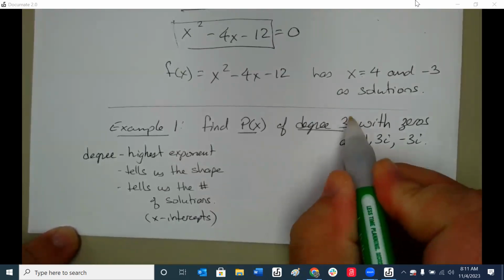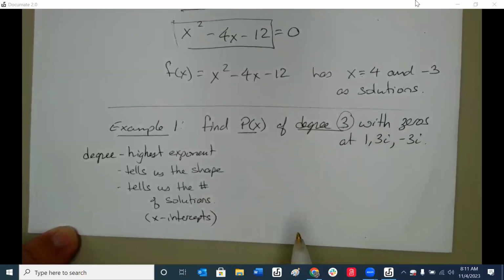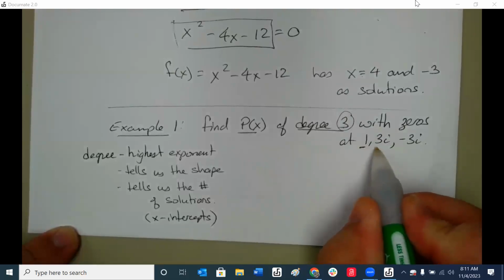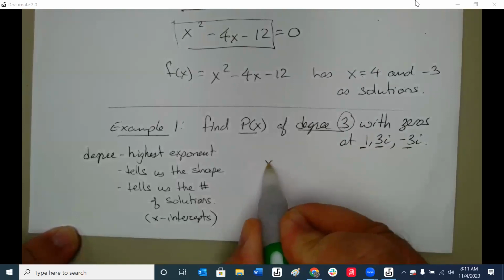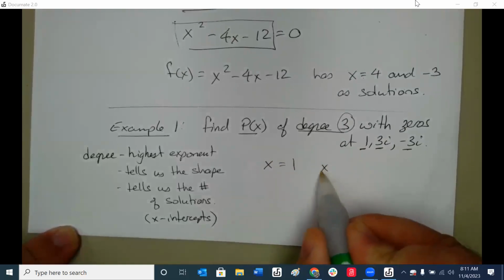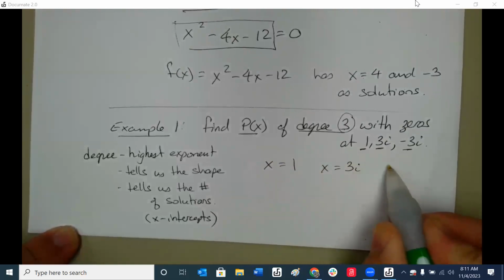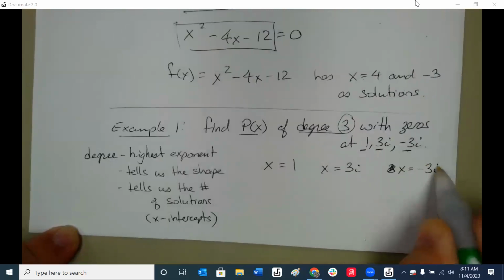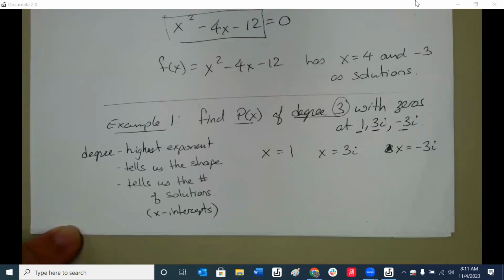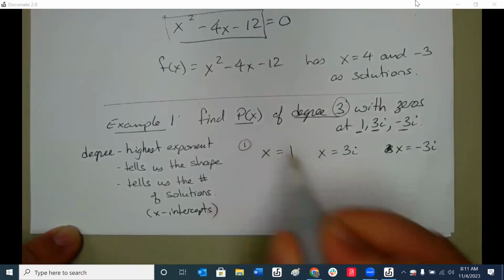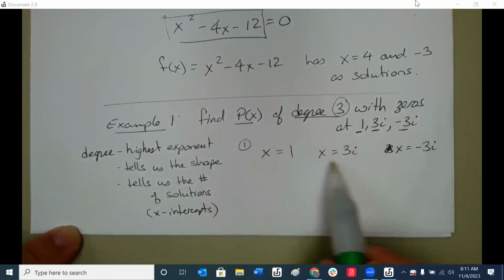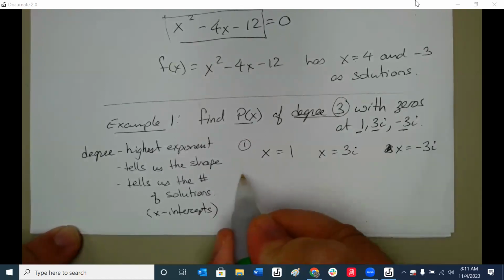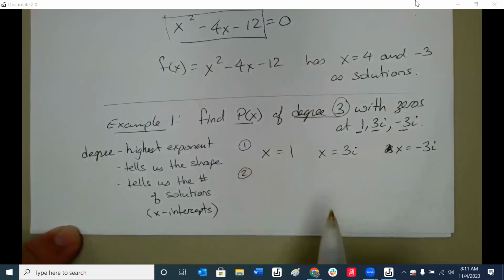So what this tells us is we're going to have 3 x-intercepts, 3 solutions. They are these. So we know that x equals 1, x equals 3i, and x equals negative 3i. So we're setting up our equation. This is the first step: since these are the x-intercepts, set them equal to x. Second, make them equal to 0.